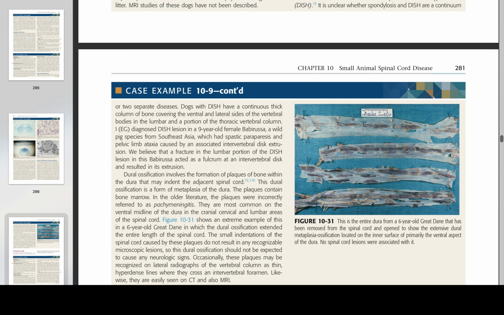Figure 10-31 shows an extreme example of this in a 6-year-old Great Dane in which the dural ossification extended the entire length of the spinal cord. The small indentations of the spinal cord caused by these plaques did not result in any recognizable microscopic lesions, so this dural ossification should not be expected to cause any neurologic signs. Occasionally, these plaques may be recognized on lateral radiographs of the vertebral column as thin, hyperdense lines where they cross an intervertebral foramen. Likewise, they are easily seen on CT and also MRI.